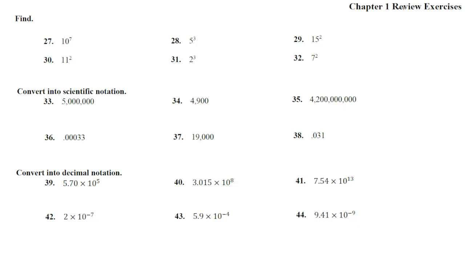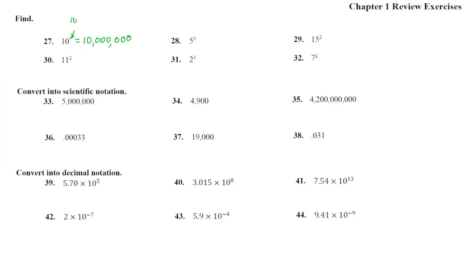Here we are in Chapter 1 review exercises numbers 27 through 44. So the first one, just find these exponents. Number 27, 10 to the 7th. Now the shortcut with tens is that it will have exactly 7 zeros: 1, 2, 3, 4, 5, 6, 7. So it must be 10 million.